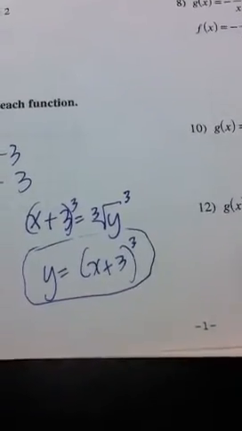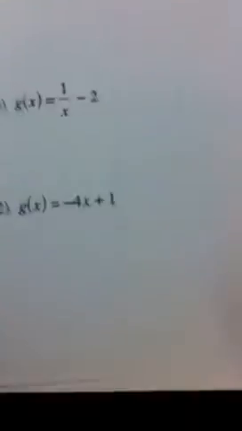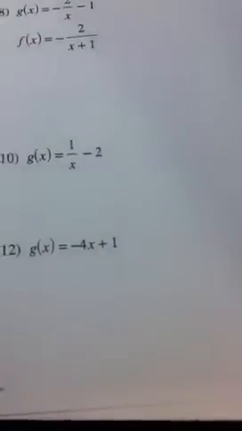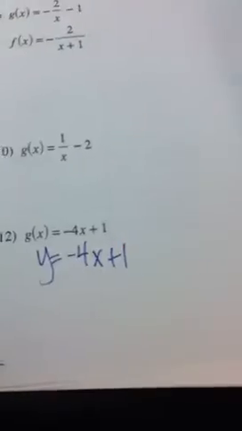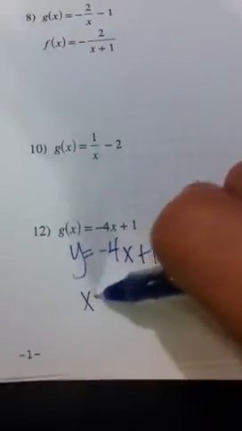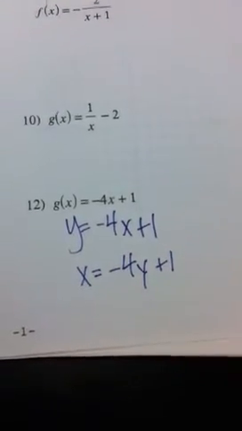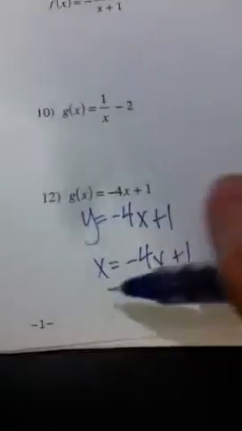Okay? Look at number 10. 10 is not linear. Let's look at 12, which is linear. First, write this as y equals negative 4x plus 1. Switch the x and y. And then solve for y. This one's pretty easy. I'm just going to subtract 1 and then divide by 4.